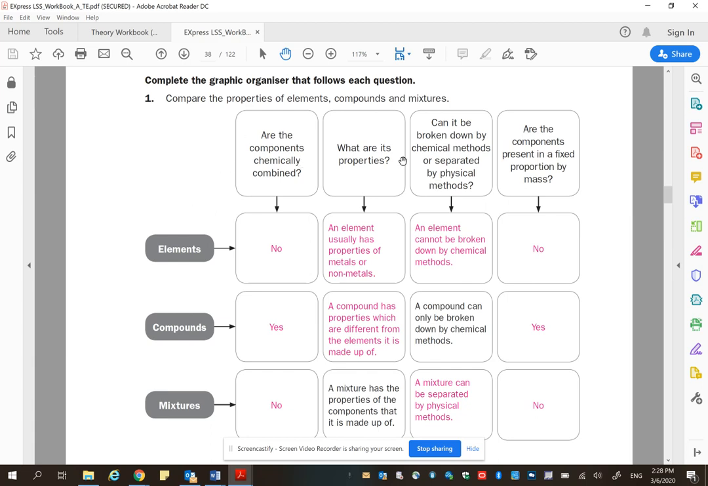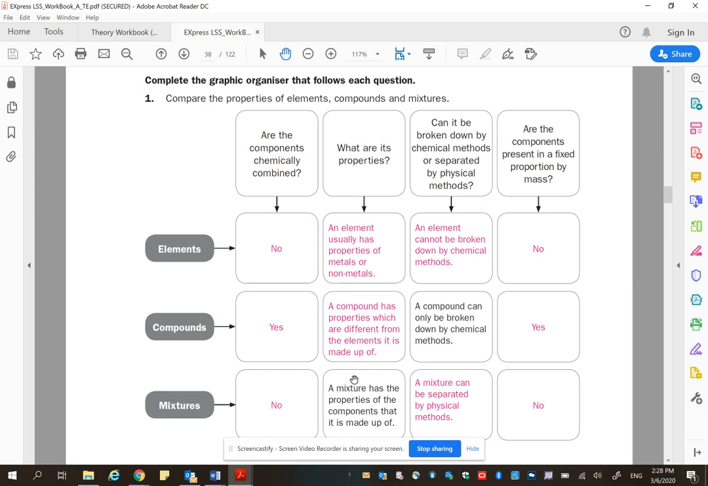This is actually a table that compares the properties of elements, compounds, and mixtures. We have learned so much about them during the last few practicals. The question asks, are the components chemically combined? You can see that elements is no, because it's by its own. Compound is yes, and mixture is no. And what are the properties?